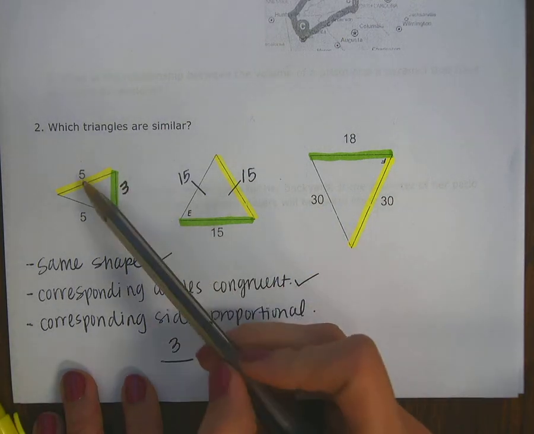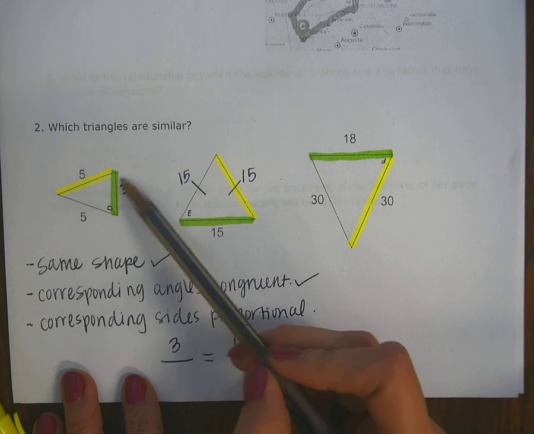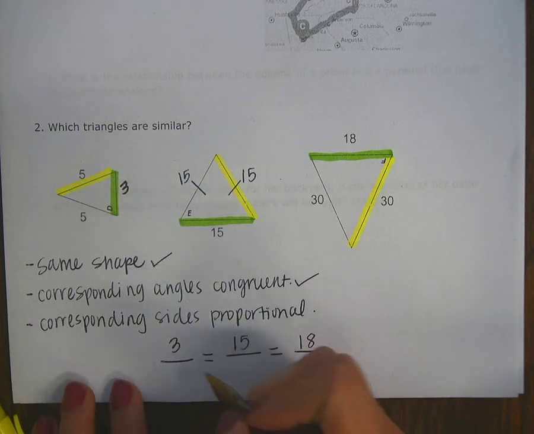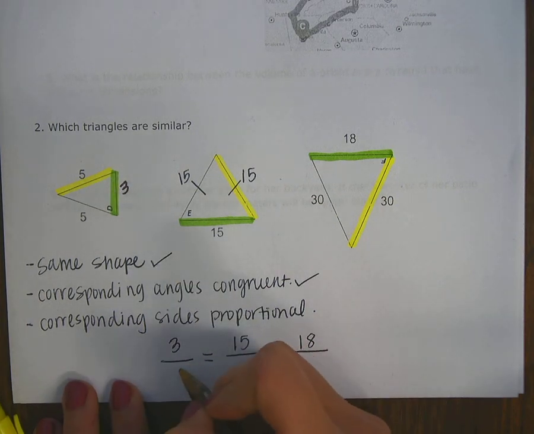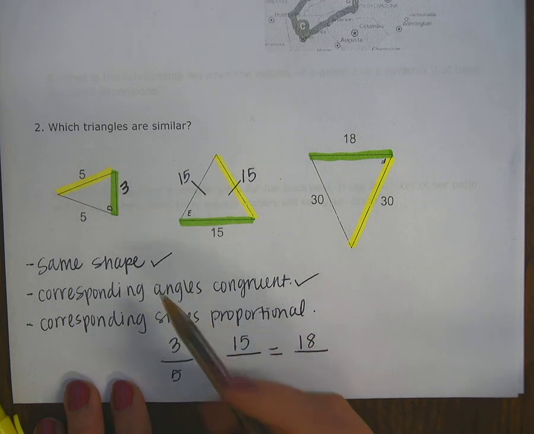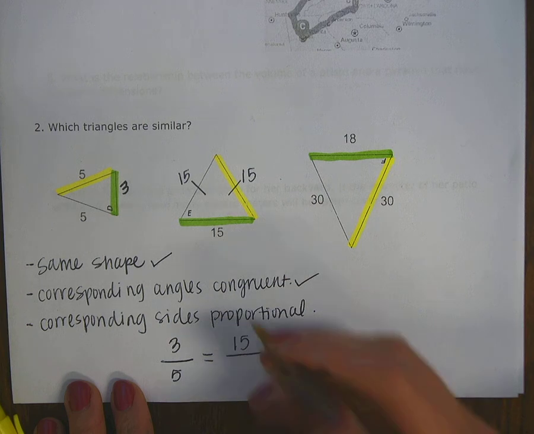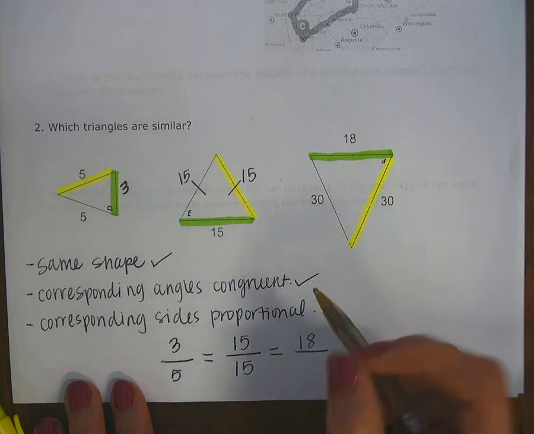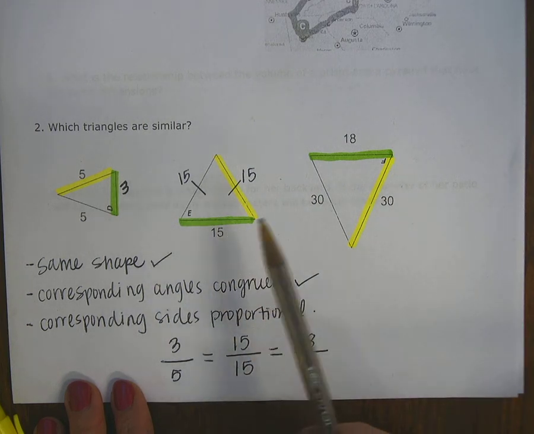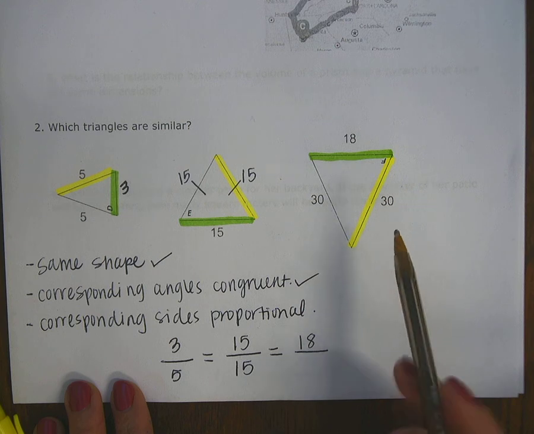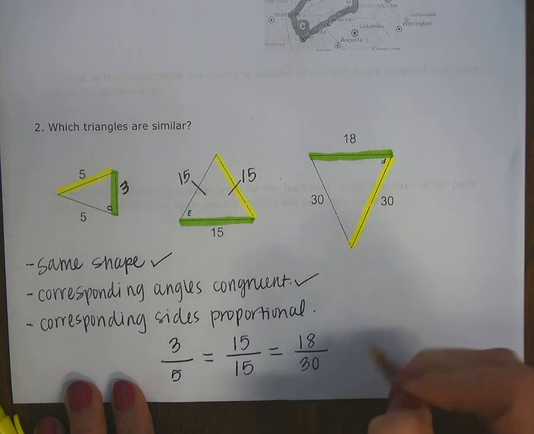So since 5 is on the same triangle as the 3, I'm going to put 5 at the bottom of this ratio. And then 5 corresponds with 15 on this triangle, so I'm going to put 15 here. And then both of those correspond with 30 on this triangle, so I'm going to put 30 here.